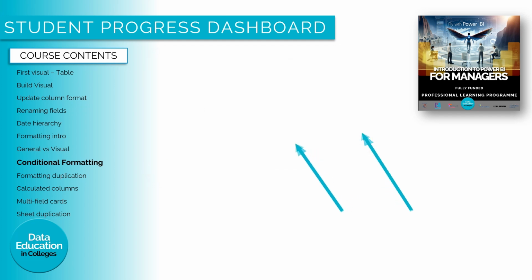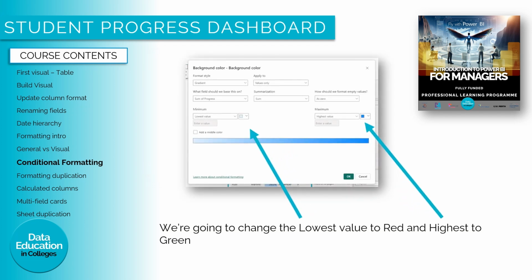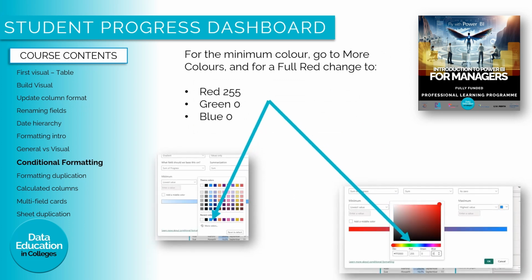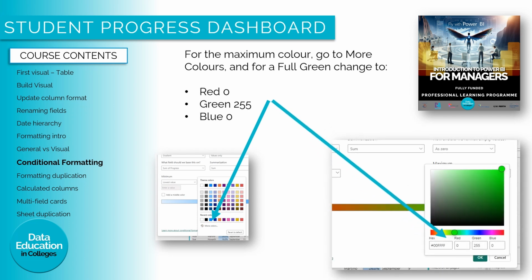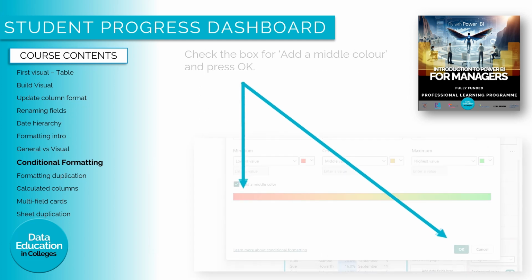On this pop-up, we want to change the lowest value to red, highest to green. So if you select the lowest value and go to more colours, for a 100% red, red 255, green 0 and blue 0. That means it's just 100% red. We then go to the maximum one and we want 100% green. So 0 red, 255 green, 0 blue. Click the add a middle colour, then OK.